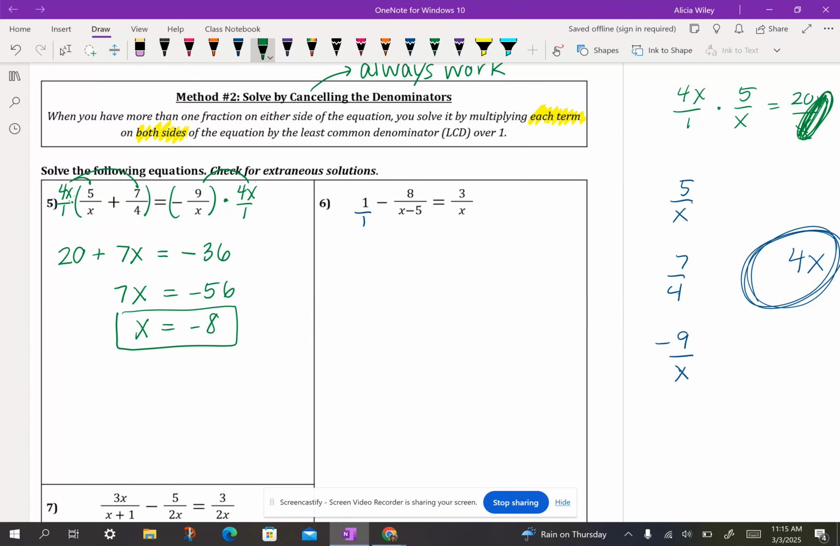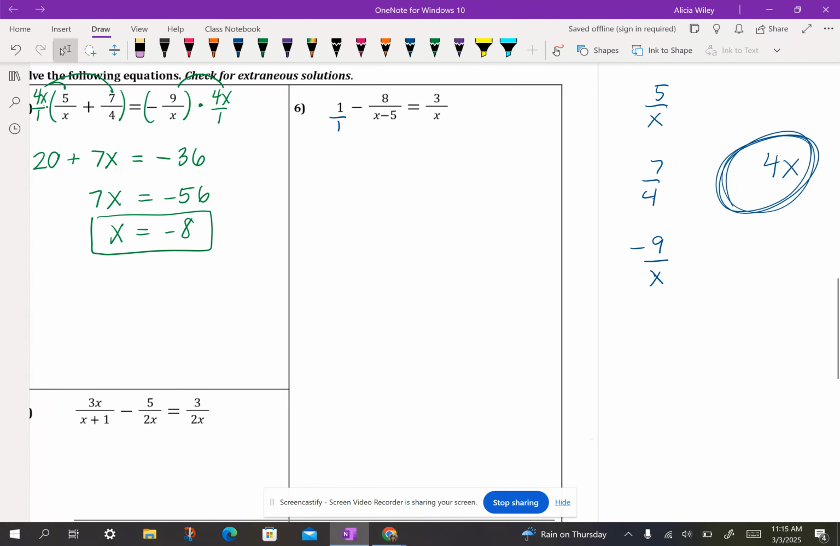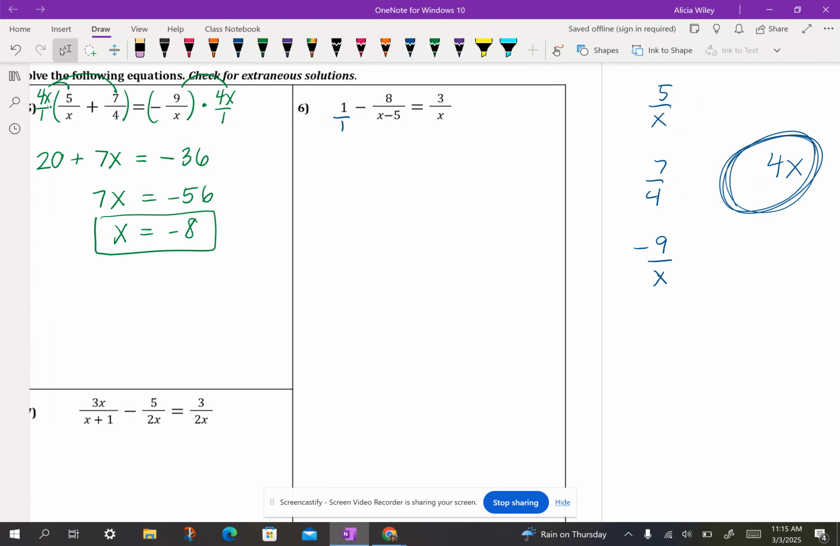Okay? All right, let's take a look at number 6. I know the box is quite big, so that way you have a lot of space on this problem here. Okay? So for this problem here, the first thing that I would do is I would write that 1 as 1 over 1. I think that it makes it a lot easier if every term on both sides is written as a fraction, even those whole numbers. Okay, so looking at these denominators, we need to think about what we are going to multiply both sides by. We need an LCD.